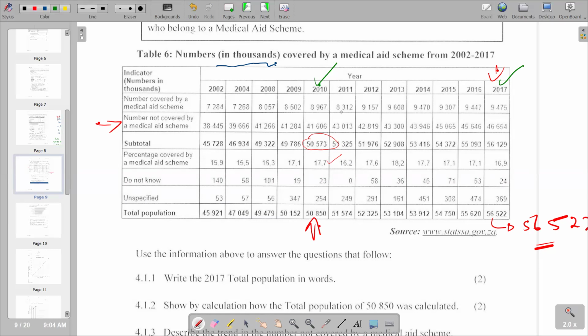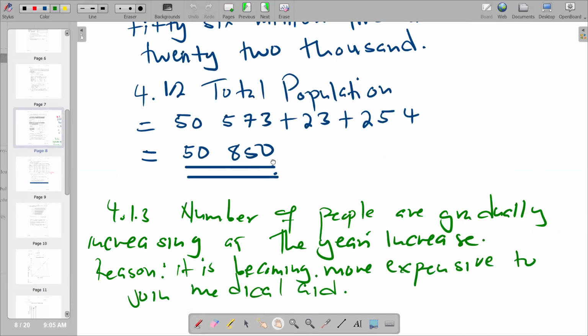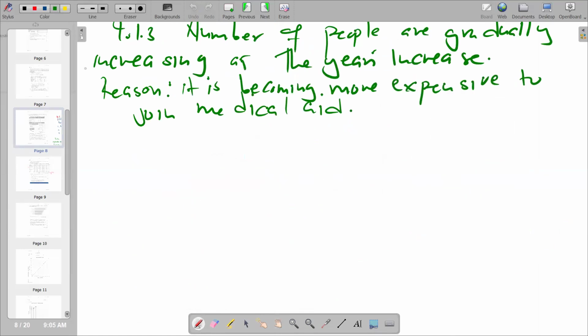So we are saying 8,967 plus 8,312 plus 9,157 plus 9,608 plus 9,470 plus 9,307 plus 9,447 plus 9,475. So then we get the total from 2010 to 2017. Then we divide by the number of figures that we have, which is 1, 2, 3, 4, 5, 6, 7, 8, between 2010 and 2017. So we divide by 8. So that's how we're going to calculate it, and then we just present it as such.